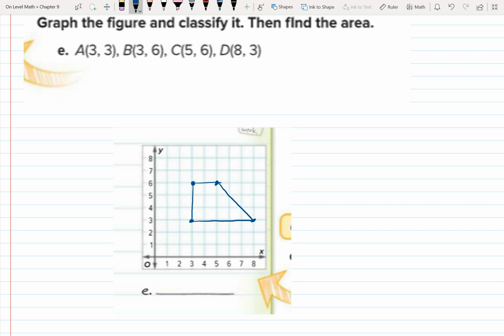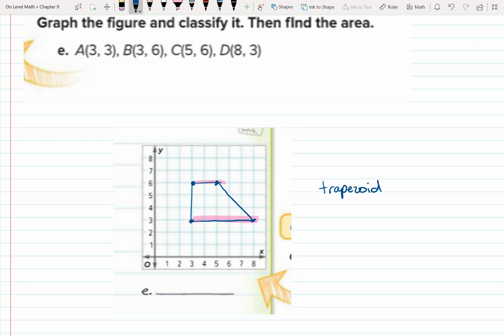Alrighty. So we graphed it. Now we need to classify it. I hope you're looking at this and hopefully thinking a trapezoid, right? You've got your bases that are parallel, and then you've got 2 sides that are not parallel. So this is a trapezoid.